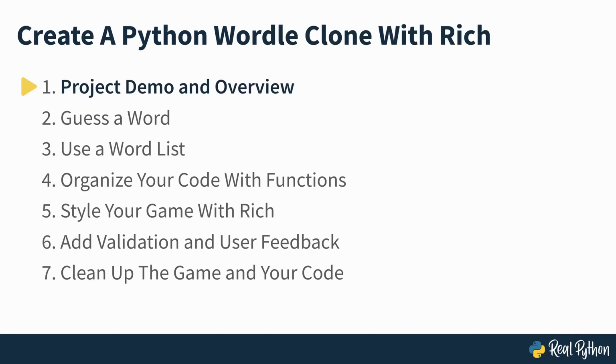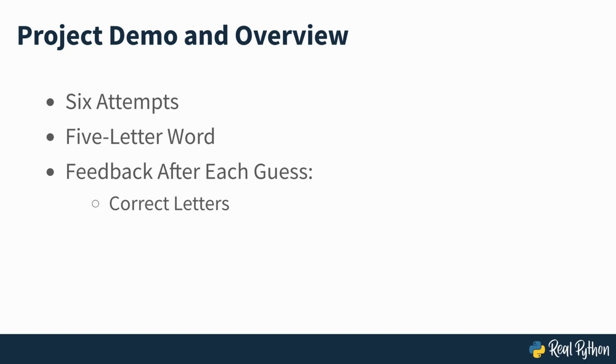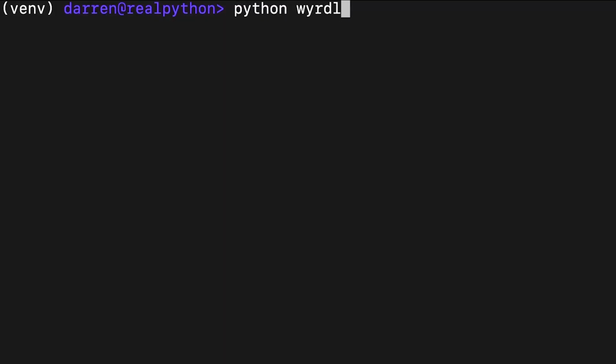Project demo and overview. In Wordle, you have 6 attempts to guess a secret 5-letter word. After each guess, you'll get feedback about which letters are correctly placed, which are misplaced, and which are wrong. The New York Times bought the original Wordle in early 2022, and you can now play the game on their website. The game has a social aspect that you won't recreate in this project. The New York Times version of the game has 1 secret word per day, and all the players are guessing the same word. Your version of the game will look as seen on screen.